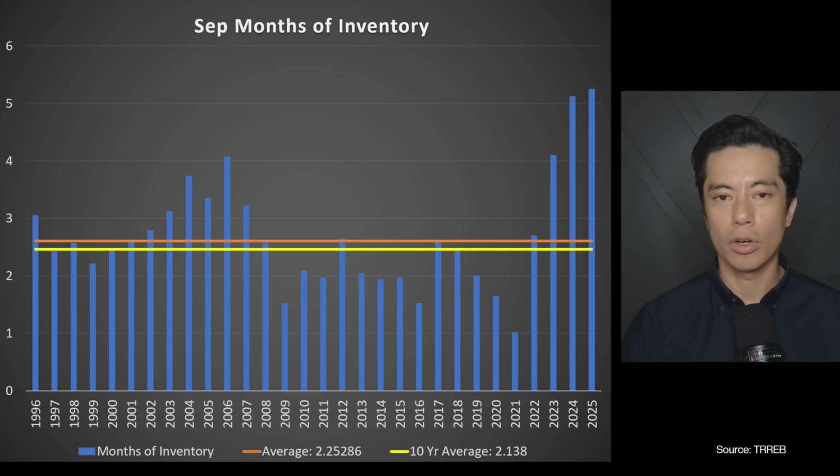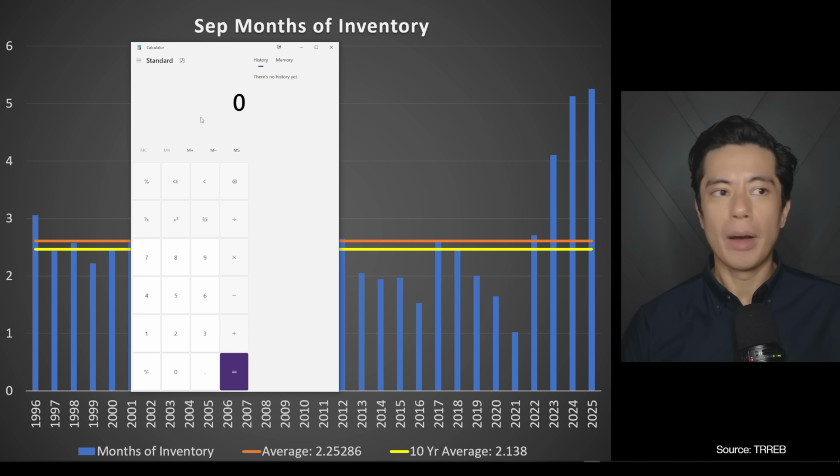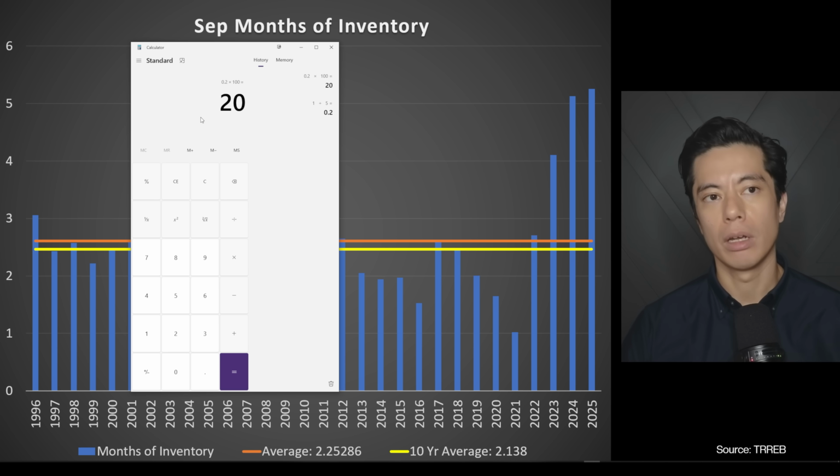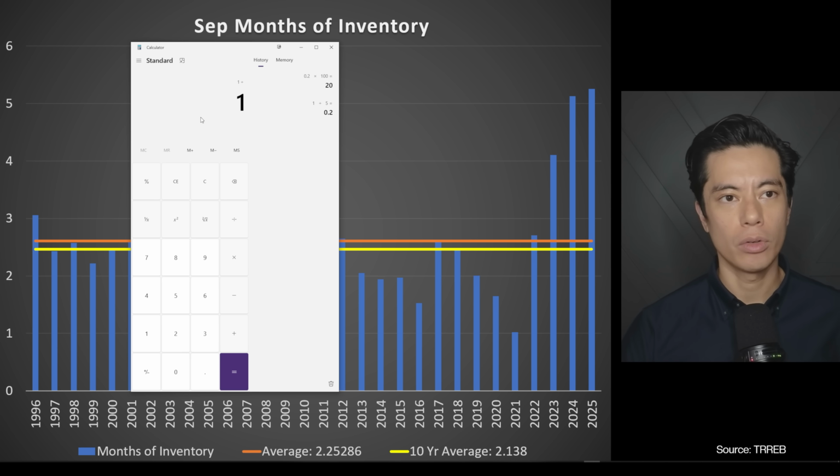Or in layman's terms, if I have a month of inventory of 5, I do 1 month divided by 5, it means that there is a 20% chance of your property selling. When the market was hot, it was 2 months of inventory, 1 divided by 2, that puts you at a 50% chance of selling. So that's kind of basically what it means.